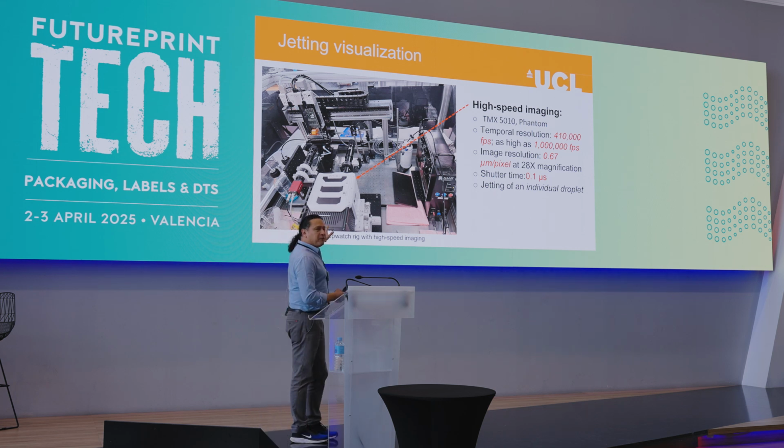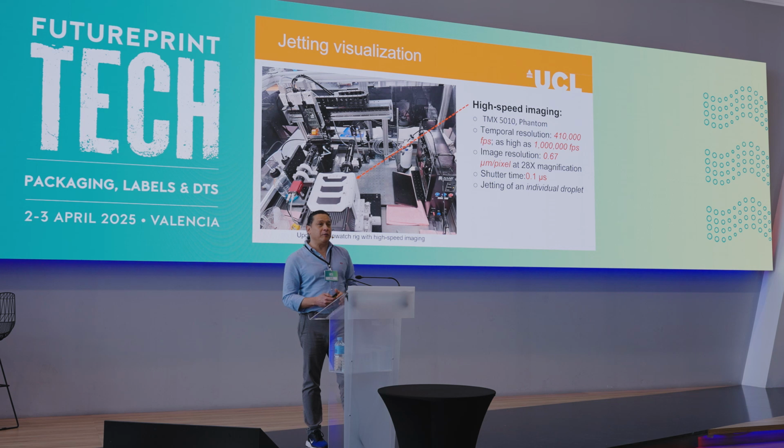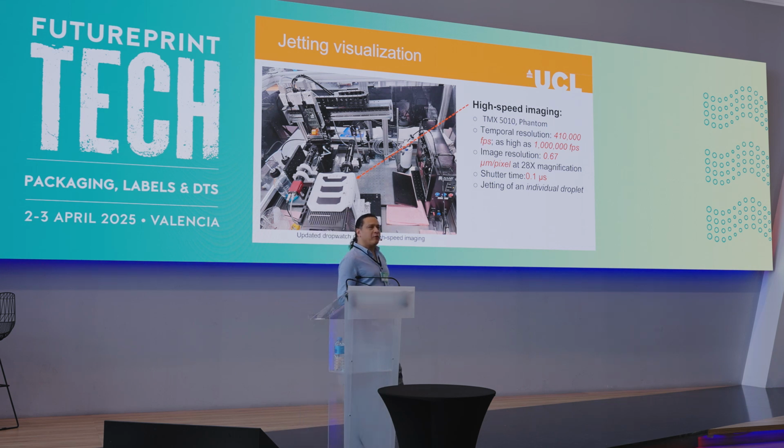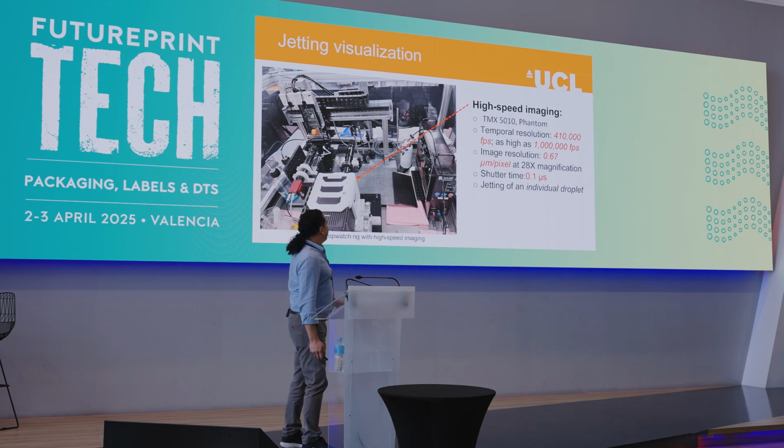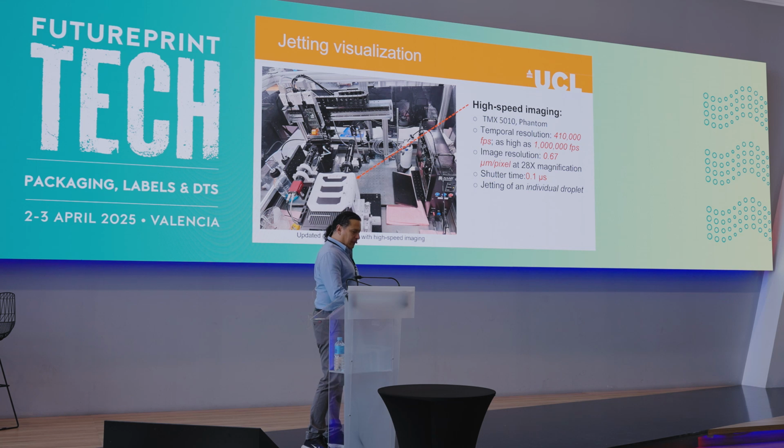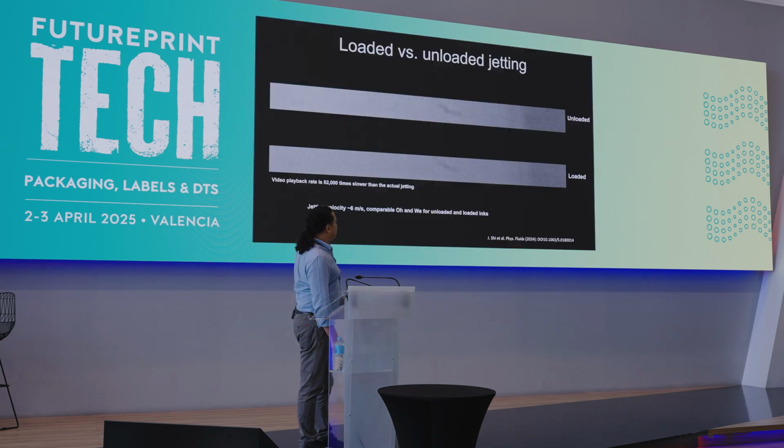We have one of the fastest high-speed cameras available in Europe. It's a TMX. You don't really need to know the details, but we can record all the way to 1 million frames per second. You have the printhead on the upper left side. We have the recirculator at the bottom. This is the kind of videos we can take, 1 million frames per second. This is not a strobing. This is the actual jetting from a SAR printhead.